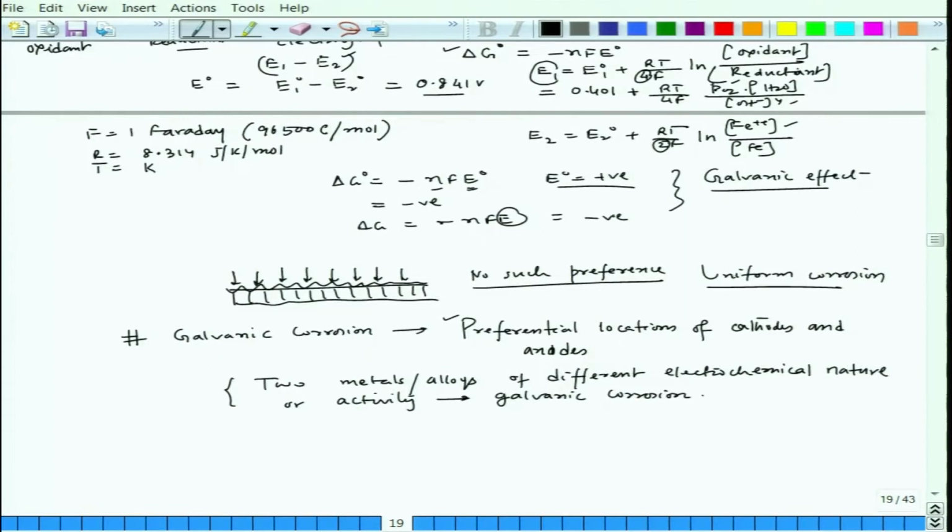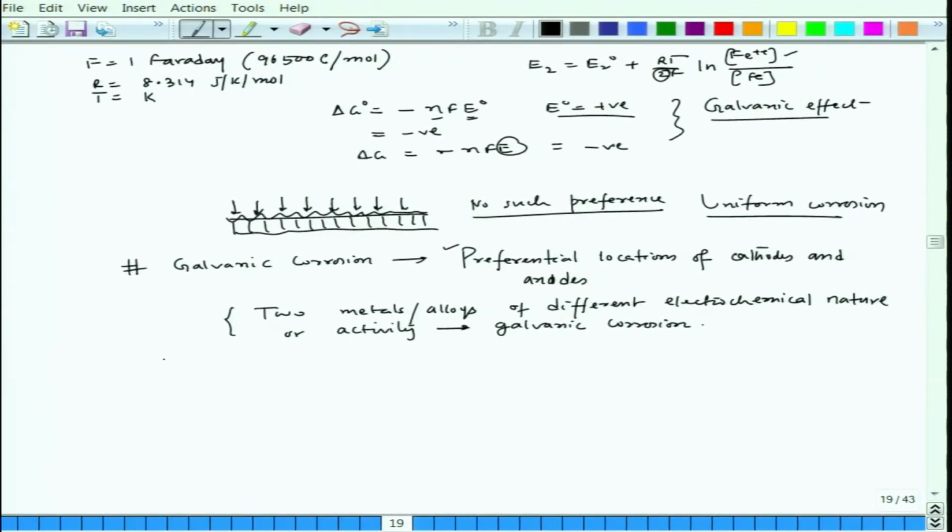Now, first understand this and then we will get to this part, preferential locations of cathodes and anodes. Let us understand in what situations preferential locations come. If we take note of that, one is of course the usual definition: two different metals or alloys, and interestingly one part I missed is that they must be electrically connected.